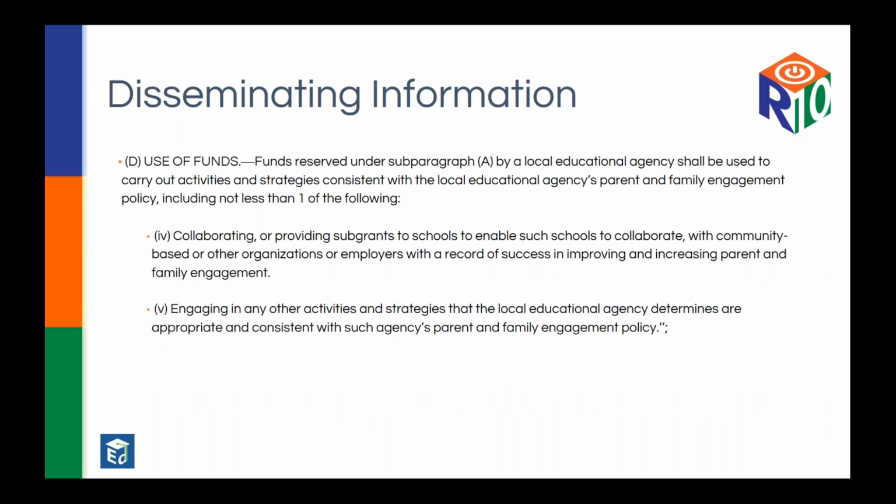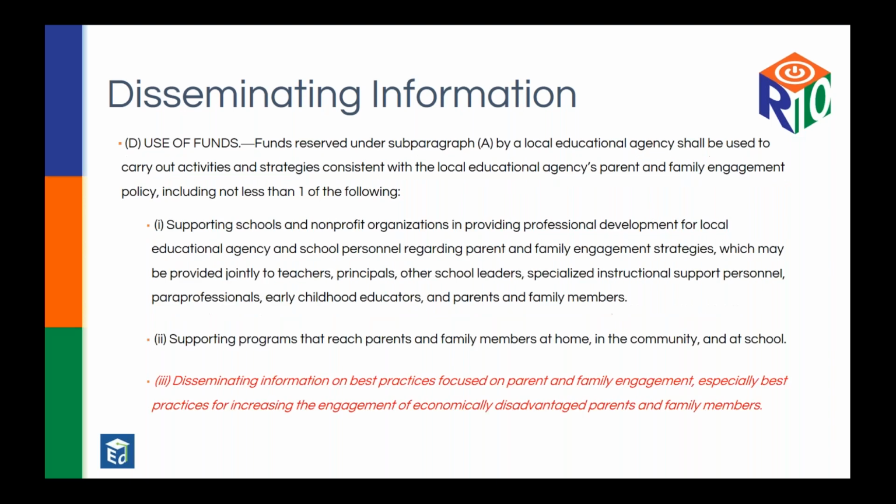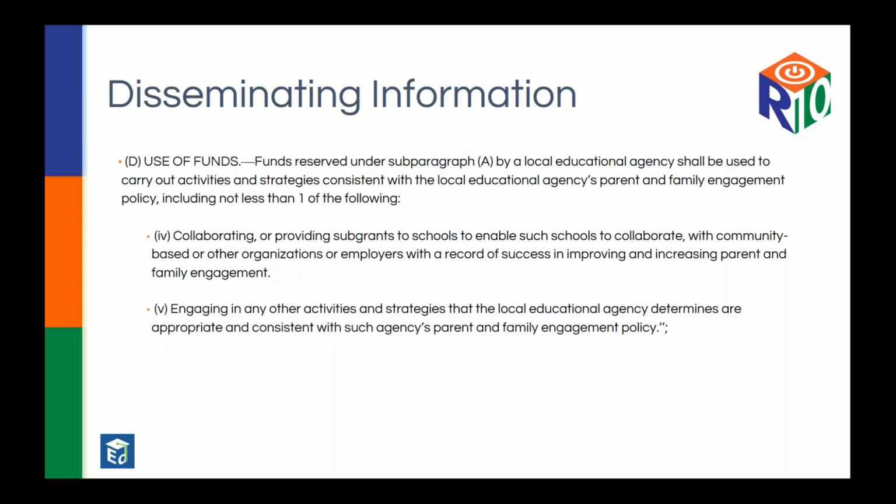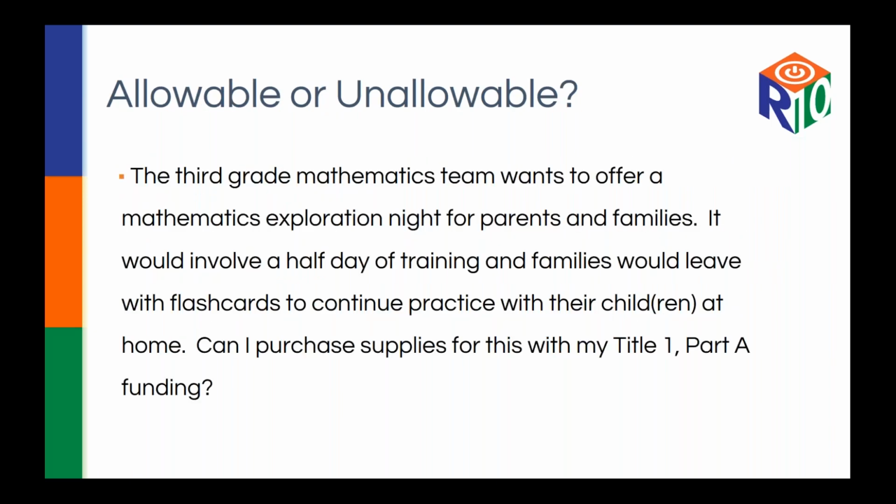And then number 5, engaging in any other activities and strategies that the LEA determines are appropriate and consistent with such agency's parent and family engagement policy. So number 5 is kind of your catch-all, but you are allowed to disseminate information using that Title I Part A program funding if it is going back to overall providing and informing on best practices for parent and family engagement. Got a couple more questions for you.